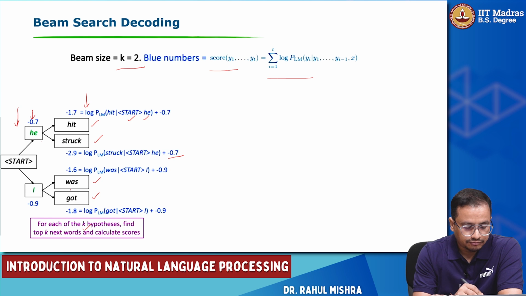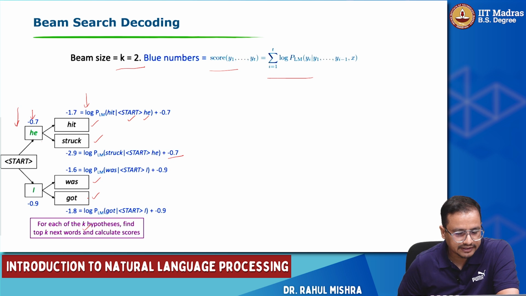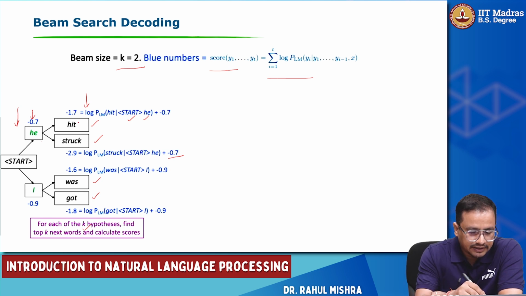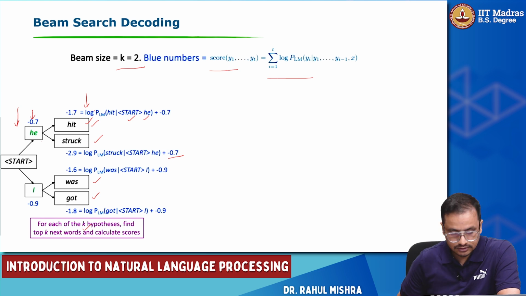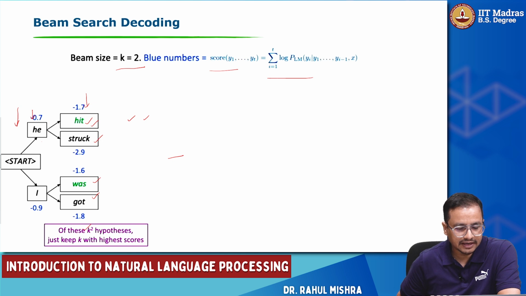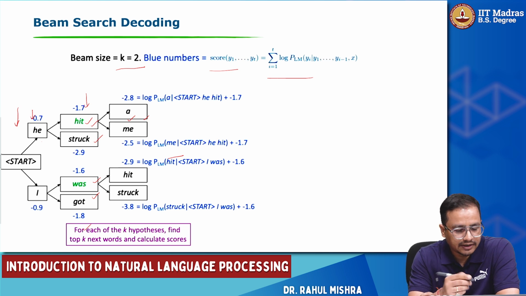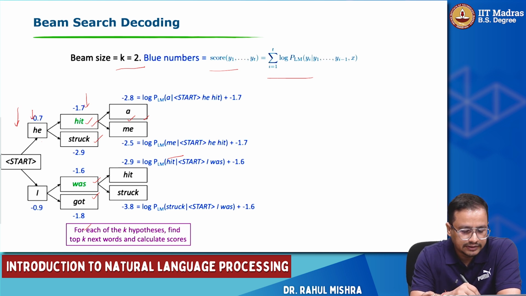Similarly, in the I case, the probability was calculated for was and got. Now we can see that the probability of hit is the maximum, and we need to select only two. So we selected hit and was, with scores minus 1.7 and minus 1.6. These are the top two probable words. So we explore them and we prune struck and got, so we don't explore them. We'll explore only hit and was.